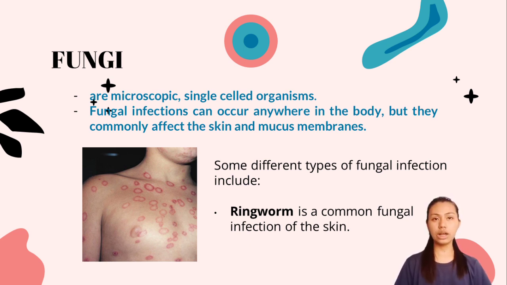Ringworm is a common fungal infection of the skin. The characteristic symptom of ringworm is a red or silver ring-shaped rash. It may be dry, scaly, or itchy.